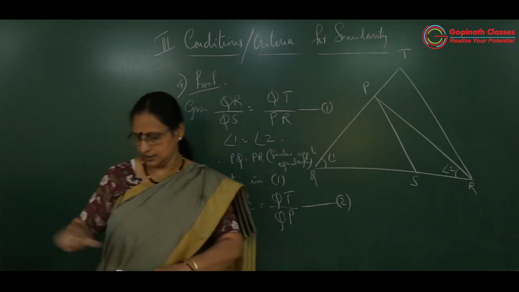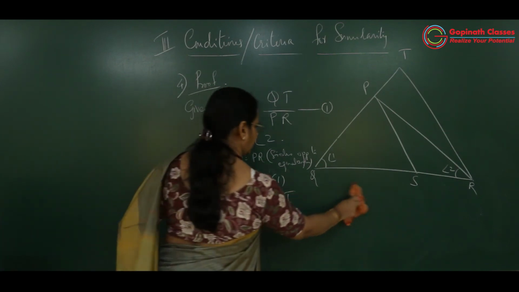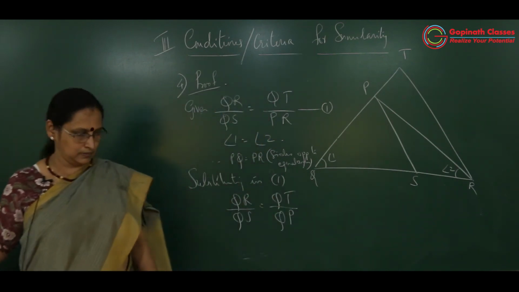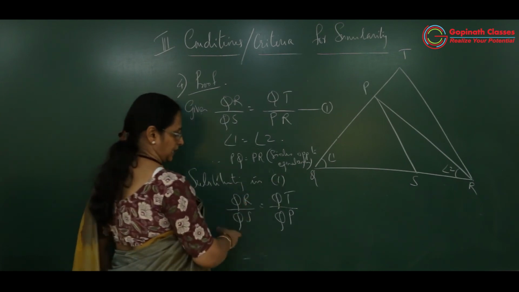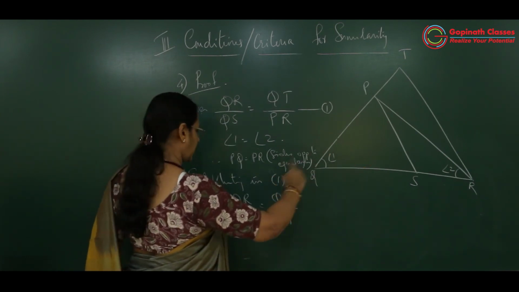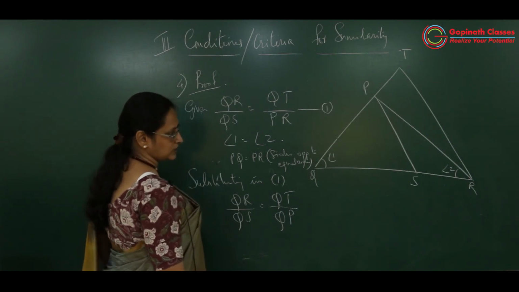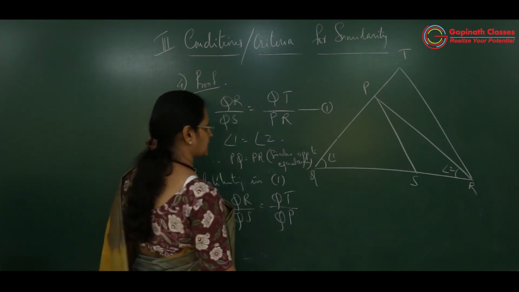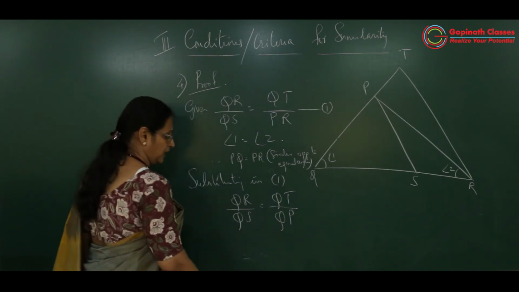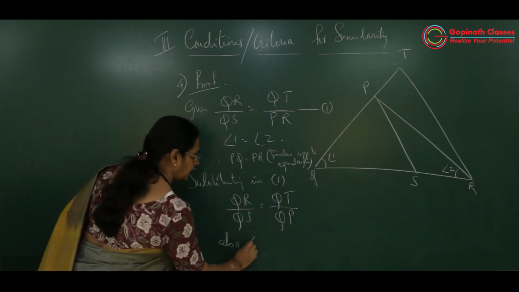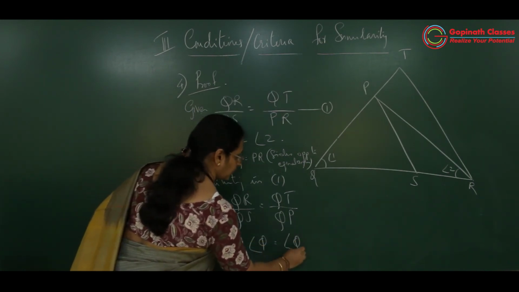Now look here. QR upon QS is equal to QT upon QP. Taking things here and there, QR upon QT. Okay, QR upon QS is also fine. QR upon QS is equal to QT upon QP. Also, angle Q equal to angle Q.